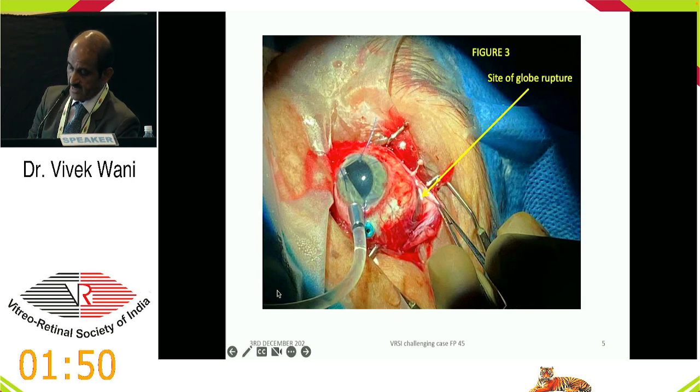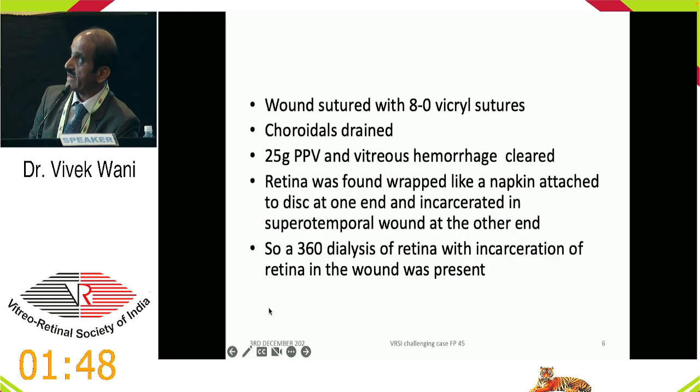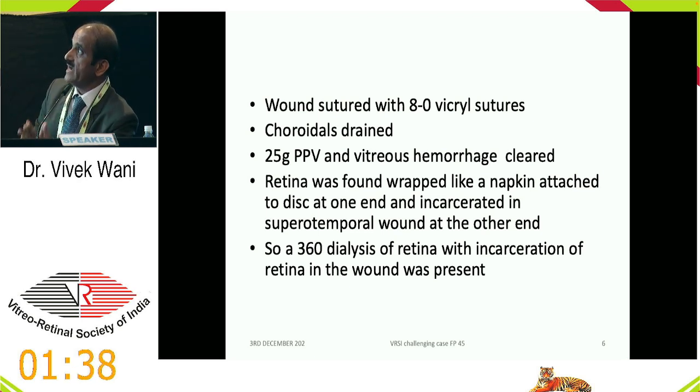It was sutured, and then we did a choroidal drainage and 25 gauge vitrectomy. After the vitreous hemorrhage was cleared, we found the whole retina was detached and wrapped like a napkin. It was attached at one end to the disc and the other was going towards the wound. The whole thing was incarcerated in the wound. So a 360 degree dialysis of retina with incarceration of the retina in the wound was seen.